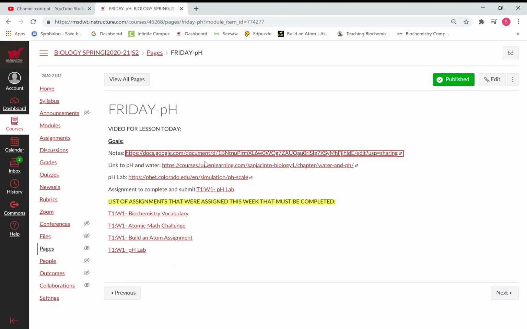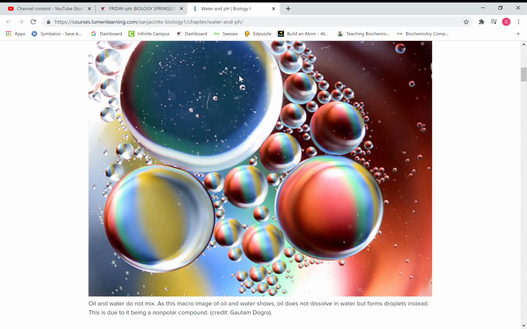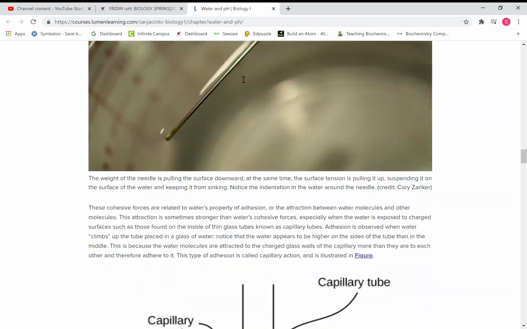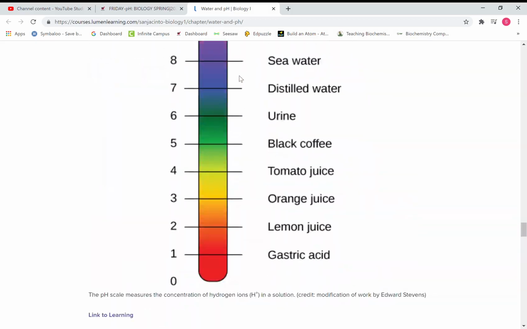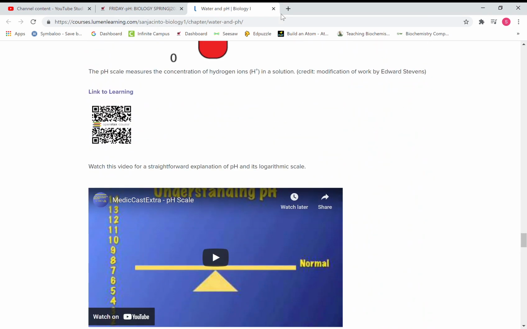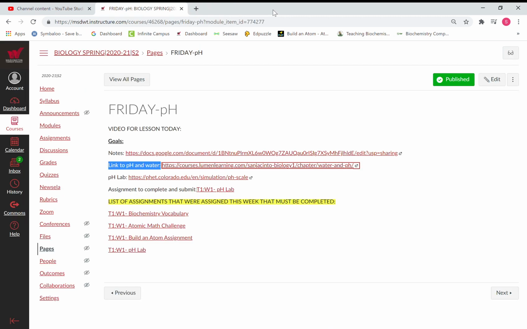Now let's go back to our assignment. Here is a link to an article. It's just a website that kind of goes through different parts about water, pH, some of the things that we've talked about, surface tension, things like that. So this is a very helpful spot that maybe you want to take a look at and read through. That's your choice.